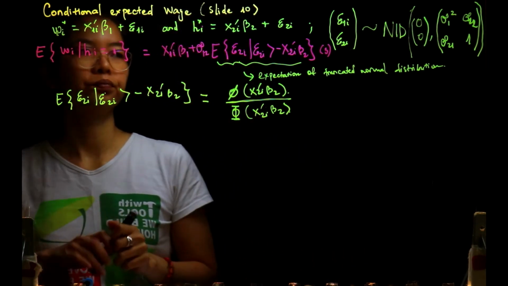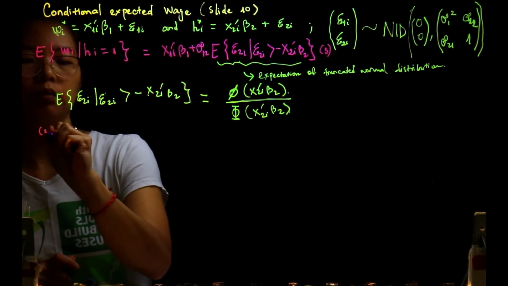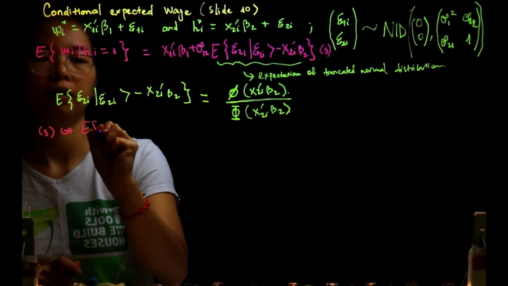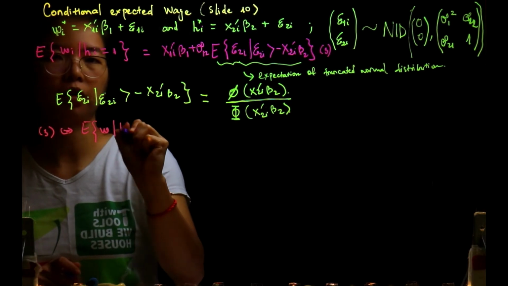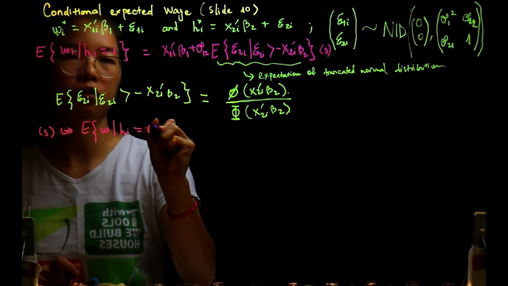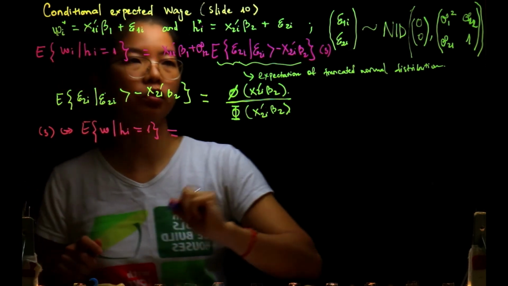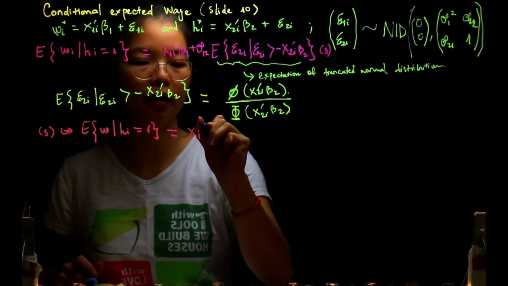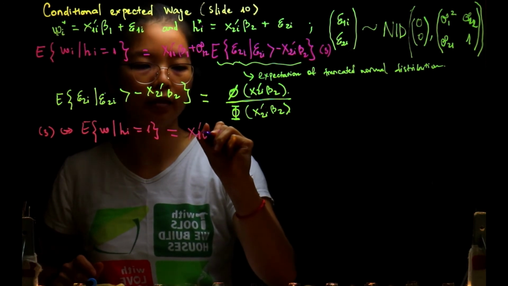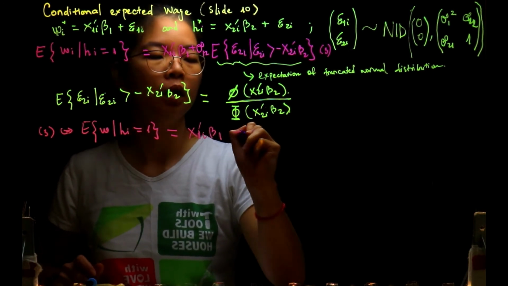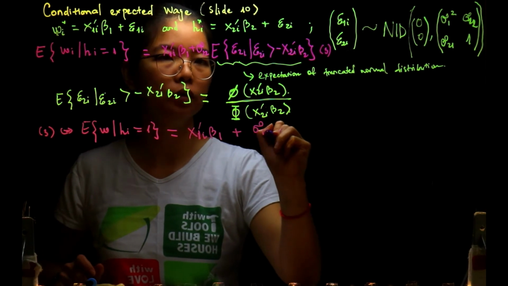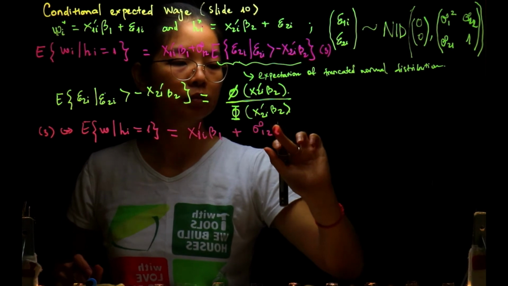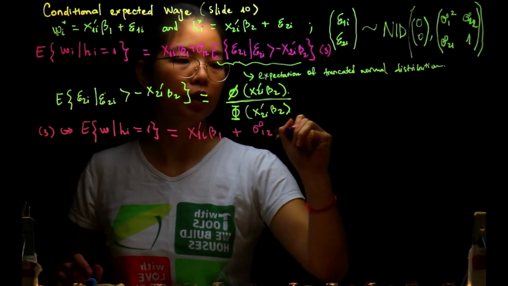Therefore, again, we could plug it into 3, and to have the conditional expectation of wage, conditional on the person working, given by, again, x1i prime beta 1 plus sigma 1,2 times this term, right?